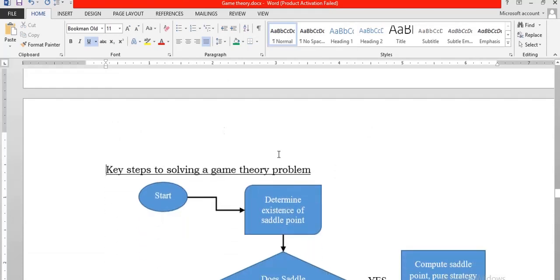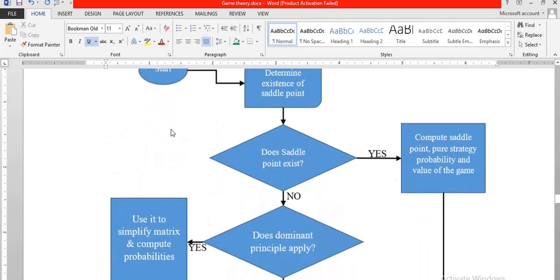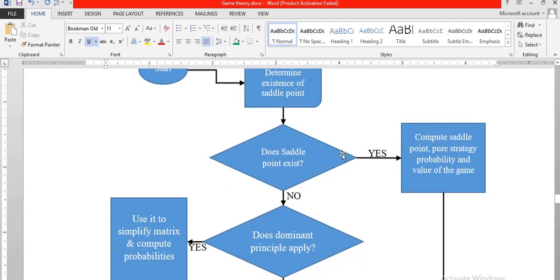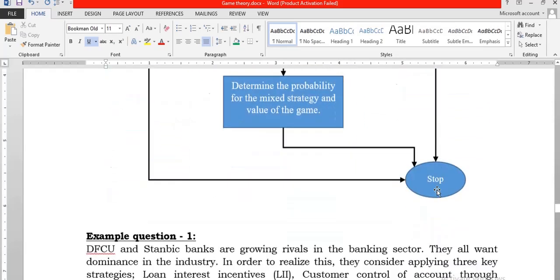So as we begin our computation, you determine the existence of a saddle point. That's the first thing you're supposed to do, by using the minimax-maximin principle, as I'm going to show you in the next question I'm going to do for you. So the question is, does the saddle point exist? If the answer is yes, compute the saddle point. Of course, when we talk of a saddle point, that means there's a pure strategy as well. So compute the pure strategy probability, which most times is 1, and determine the value of the game, and automatically you stop.